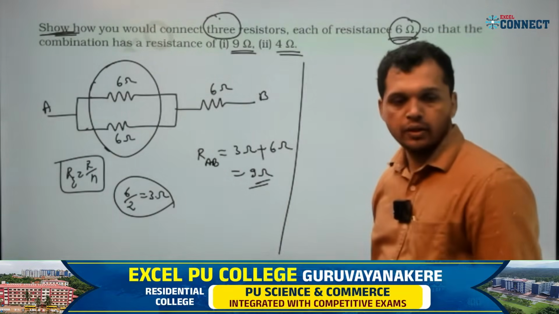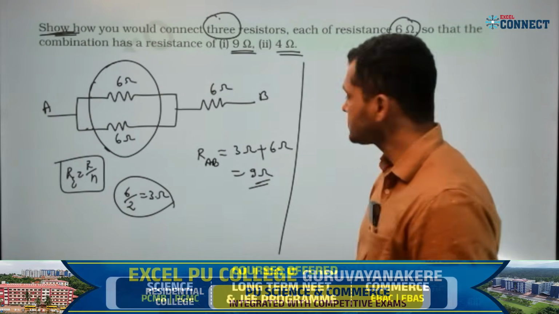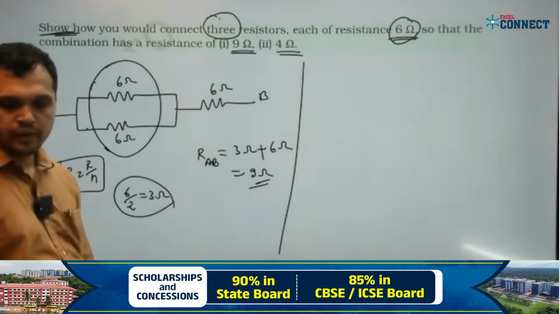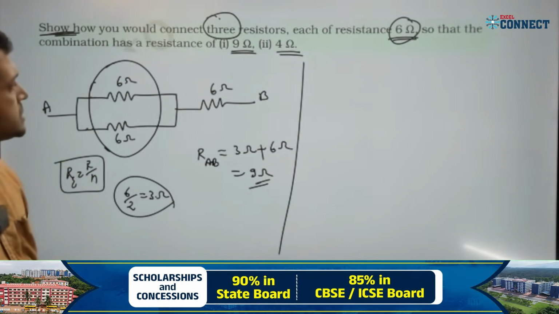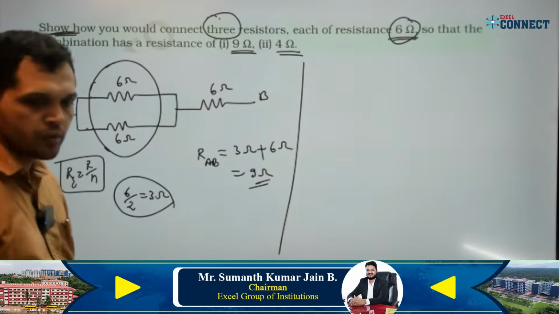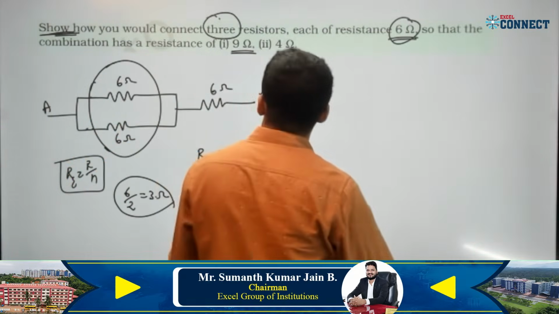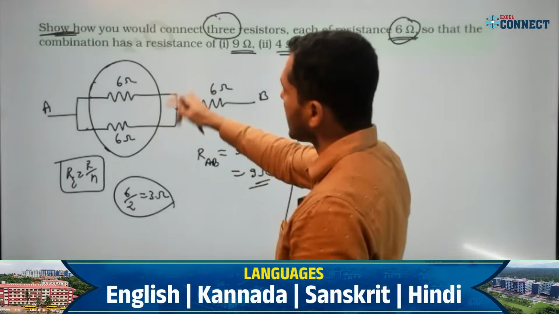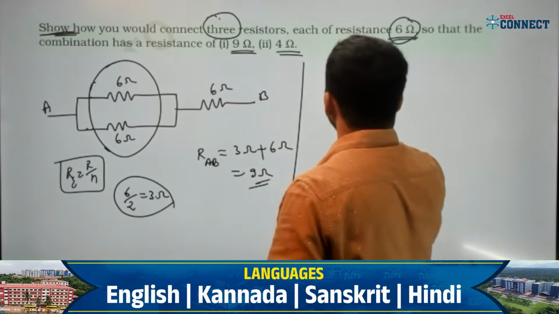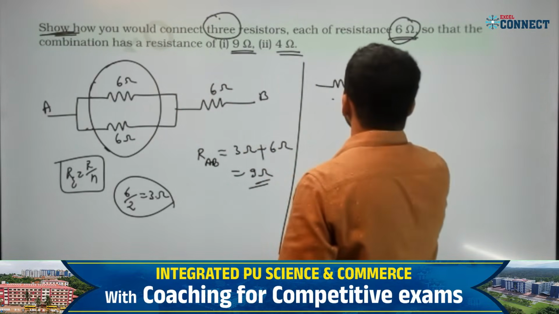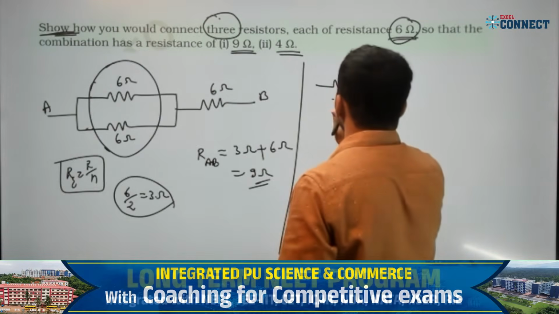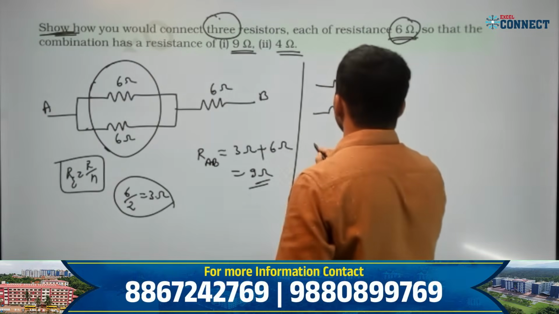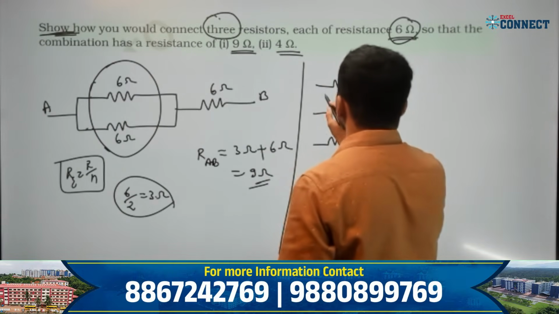Okay. Next I have one more question. The equivalent I have to get is 4 ohm. How to get that 4 ohm equivalent? Series gives more, so I have to use parallel. I have to reduce from 6, right? I will take 1, 2, 3 in parallel.